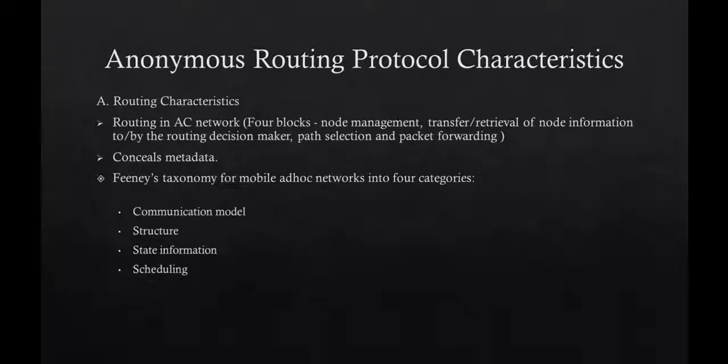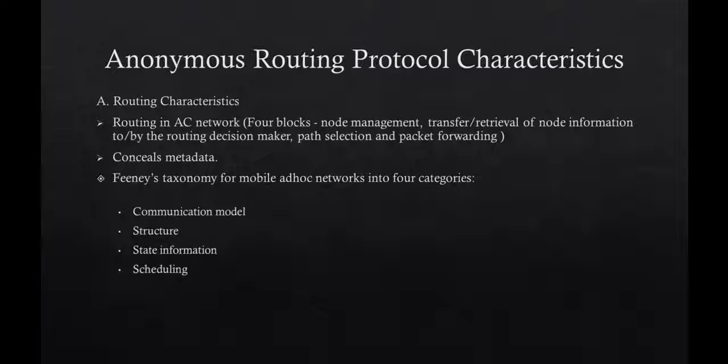Anonymous routing protocol characteristics. Routing refers to the selection of nodes for relaying communication through the network. For an AC network, we need four building blocks, namely node management, transfer and retrieval of node information to or by the routing decision maker, path selection, and path forwarding. Here, path selection is the main design component of an AC routing protocol. AC networks conceal the metadata.